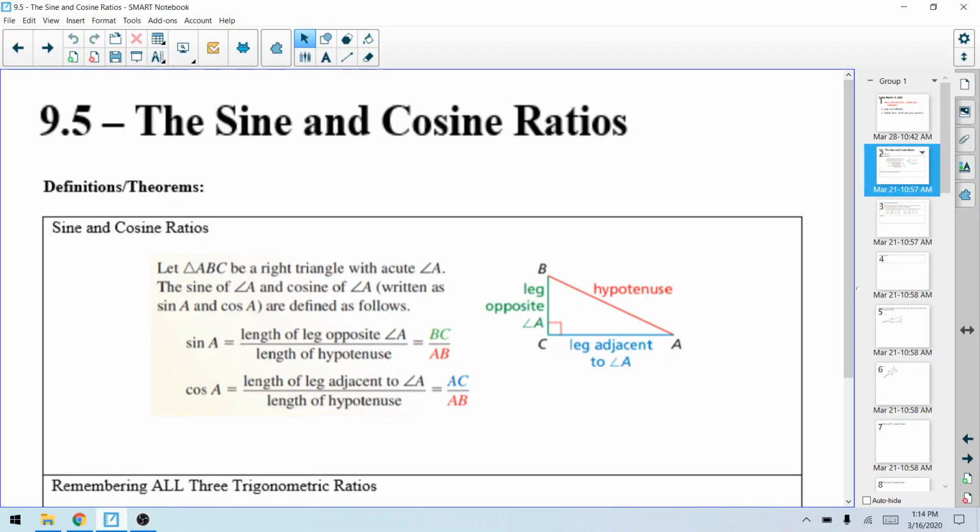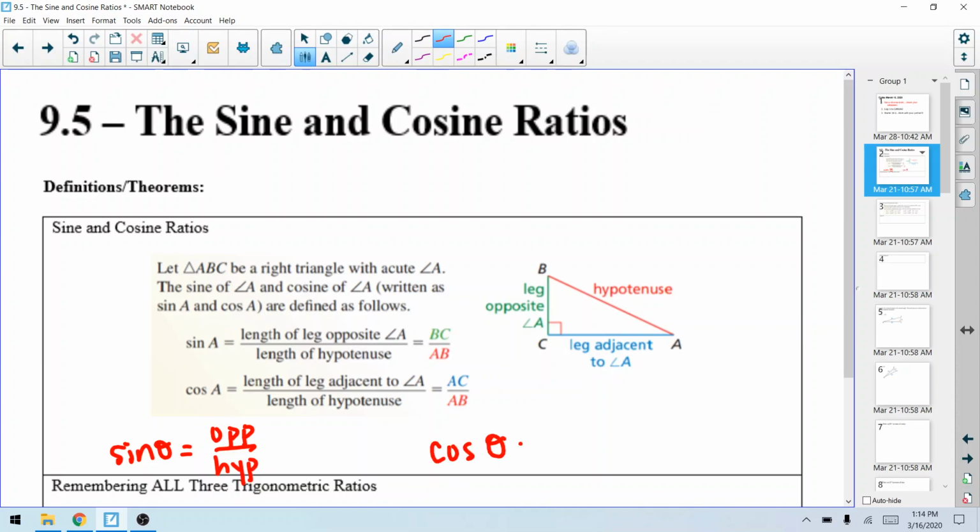Okay guys, chapter 9.5, the sine and cosine ratios. We're just going to start with our definitions and theorems. So starting out, our sine and cosine ratios. Again, this is your book's way of explaining it, but the easier way is just the sine of any angle is always going to be the ratio of the opposite side over the hypotenuse. The cosine of any angle is always going to be the ratio of the adjacent side over the hypotenuse.